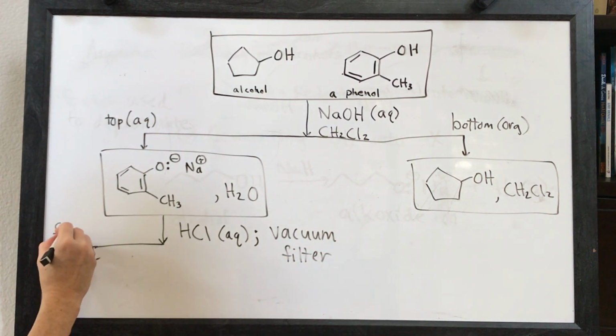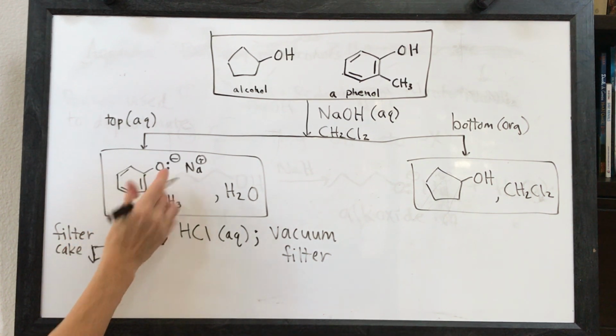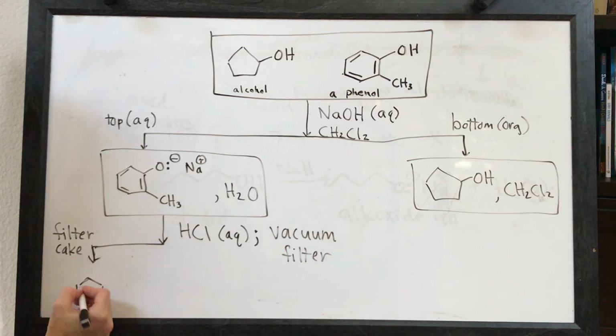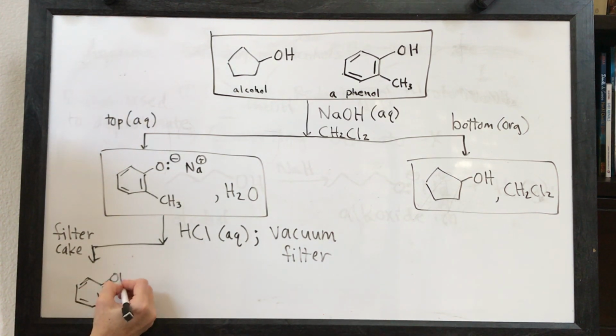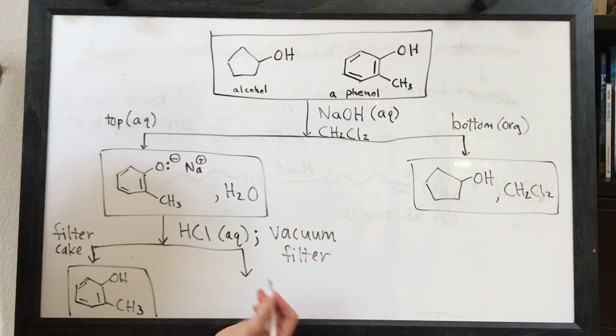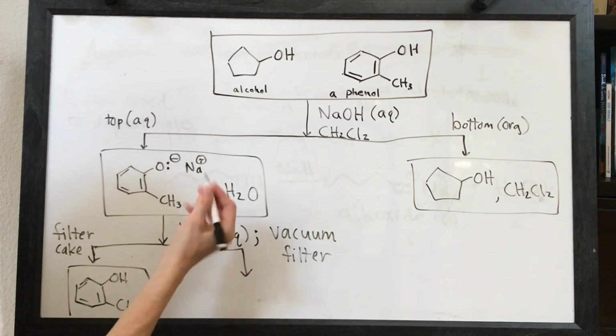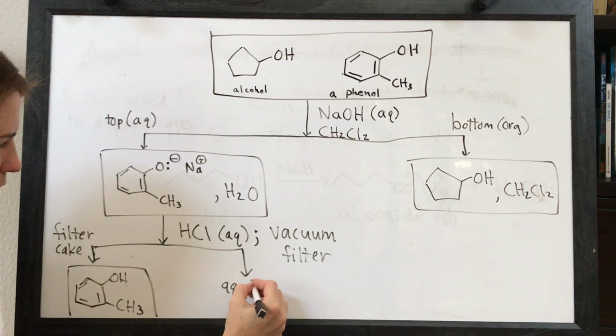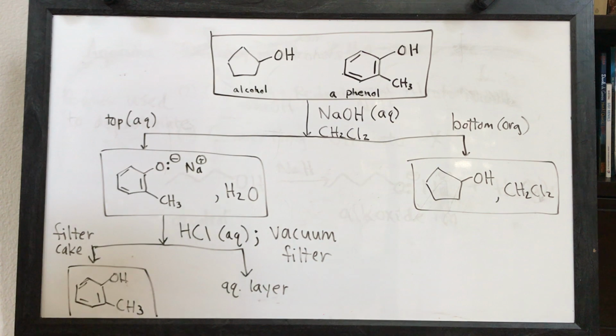And our filter cake, the solid that's left on our filter, will be the reprotonated form of this molecule. So that's how we isolate that. And then all the filtrate that passes through the filter will just be, all the little side products will just, right, aqueous layer. That's what comes through the filter.